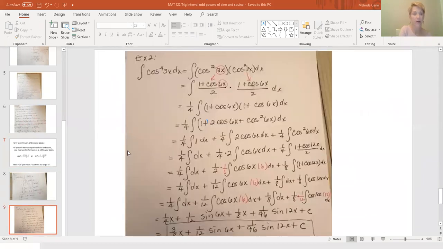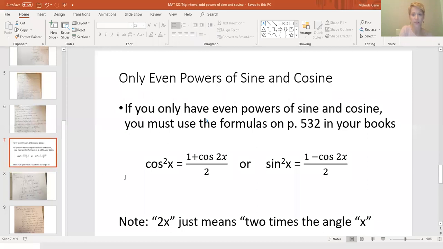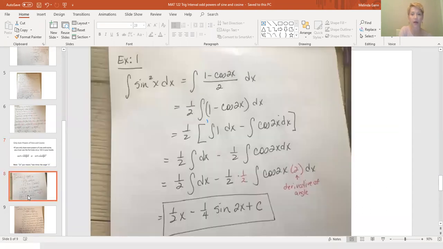Now, let's go back for a second. What I want to make sure you understand is that it doesn't literally mean 2x. It just means double the angle. If this is x, that's going to be 2x. So if this were a 2x, that would be a 4x. If it was cosine squared 5x, that would be 1 plus the cosine of 10x over 2. So whatever this angle is right here, you double it right there. Okay, so let's go look at one to see what I'm talking about.